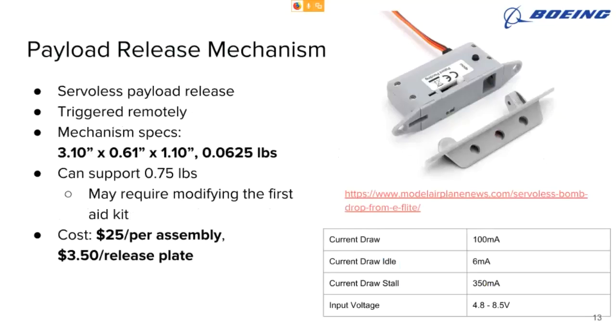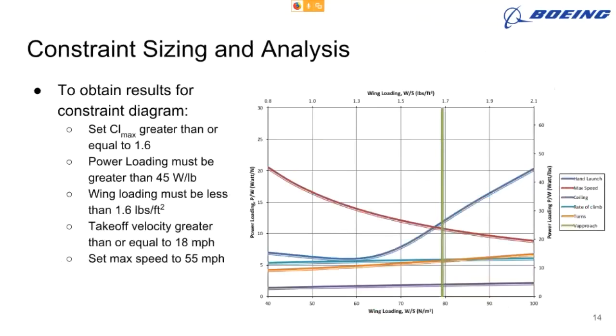This is how we are going to release our payloads. It's a servoless payload release. It's triggered remotely. The released part, not the release mechanism, has the ability to be 3D printed. And it's only $25, with the release plate being only $3.50 to replace per time.